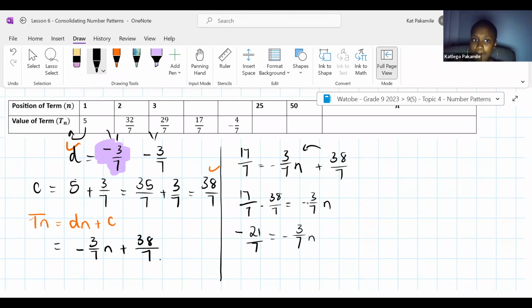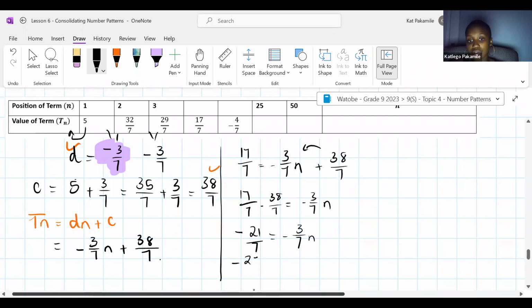Which one? 17 over 7 minus 38 over 7. So the answer is yes, it is negative 3. But I like keeping it like this because I'm about to divide. Because to get rid of the 3 over 7, you'll have to times by the reciprocal, so 7 over 3, or divide by that. So you're going to have to times this side by negative 7 over 3, and then these will cancel. 21 divided by 3 is 7. So you guys are correct. This one is 7.